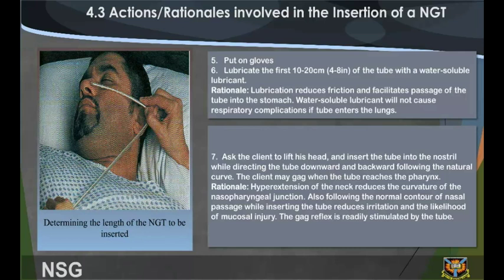7. Ask the client to lift his head and insert the tube into the nostril while directing the tube downward and backward, following the natural curve. The client may gag when the tube reaches the pharynx. Rationale: hyperextension of the neck reduces the curvature of the nasopharyngeal junction, also following the normal contour of nasal passage while inserting the tube reduces irritation and the likelihood of mucosal injury. The gag reflex is readily stimulated by the tube.